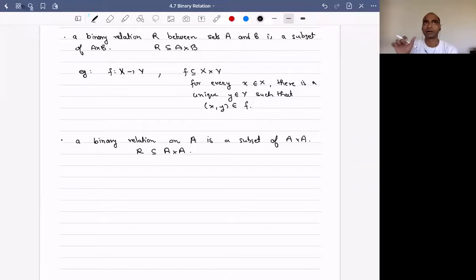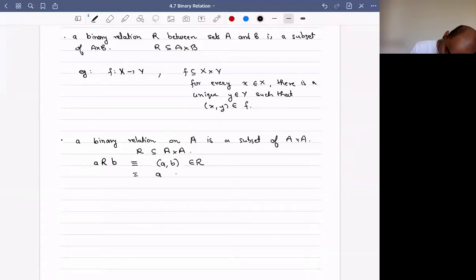There is a nice way of representing a relation. It is denoted aRb, and we say aRb stands for (a, b) is an element of R. So if R consists of pairs of elements of A, and if the pair (a, b) belongs to R, then we denote it as aRb, and we read it as a is related to b. Hence the name relation, and binary because it's relating two things, and binary usually in math stands for two.